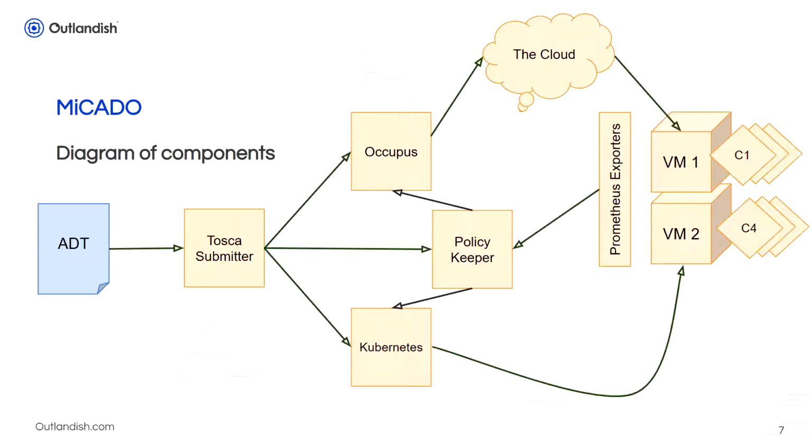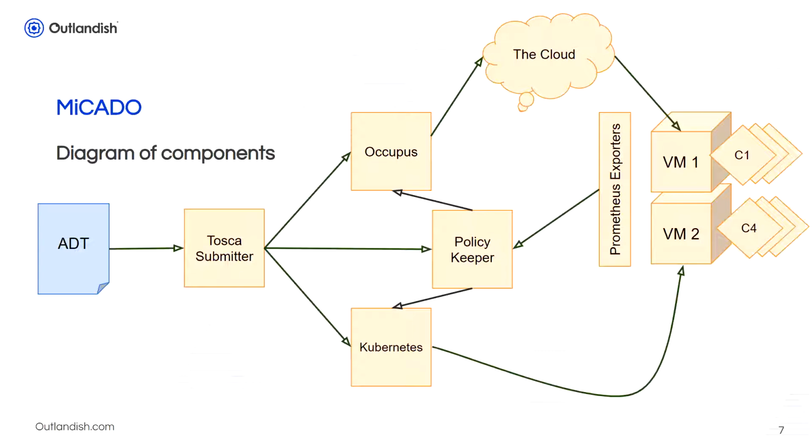The Tosca submitter then passes that information on to three parts of Mikado. Kubernetes is, as I've already mentioned, the orchestrator for the Docker containers, which the application will run in. Octopus is a system for communicating with cloud infrastructure. So the ADT would include information about what VMs to set up and start producing, and Octopus will then speak to the cloud infrastructure that you're running Mikado on and start building those VMs, which are listed on the right.